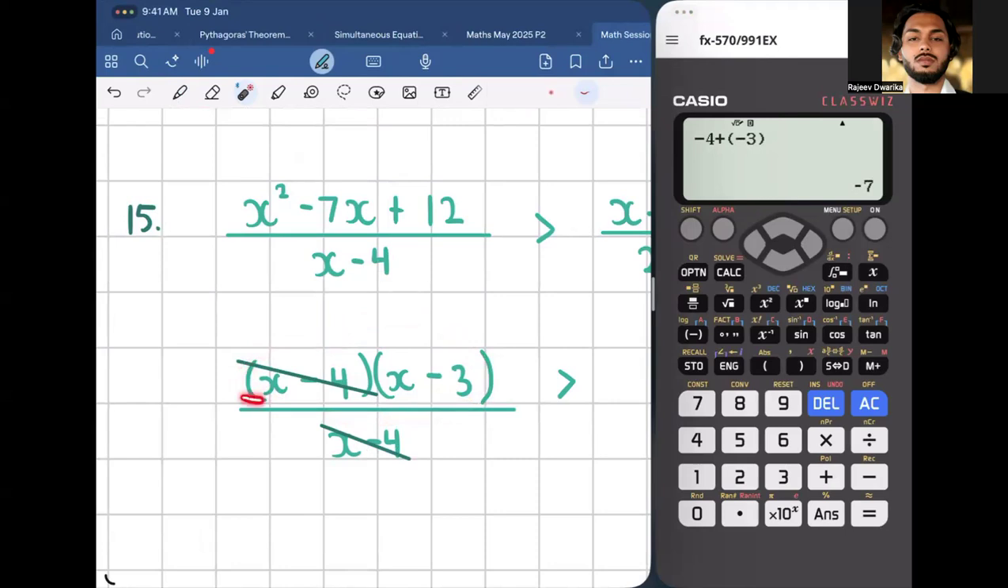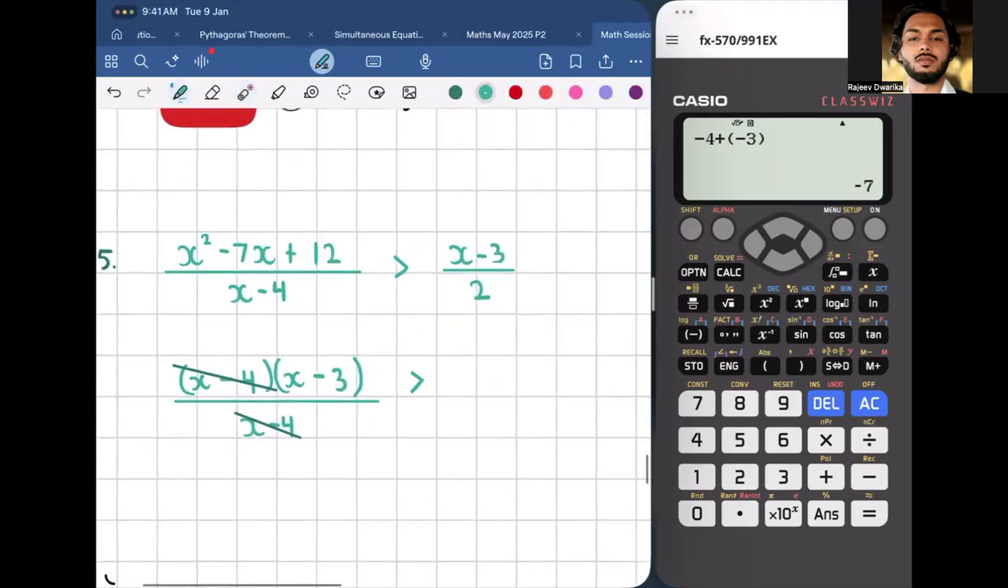Sheena, read this for me. What does it say? X minus 4 by x minus 3. By, multiplying, right? And you need multiplication to divide. So hope it makes sense.